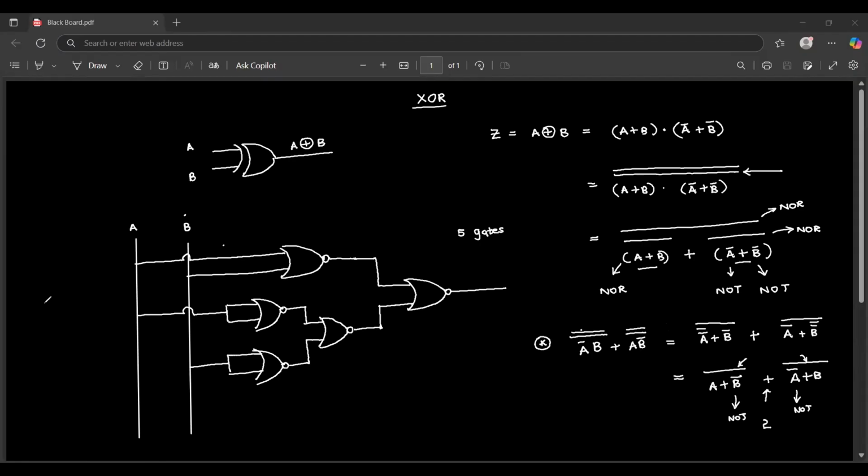Now we will talk about XNOR gates. Well, XNOR gates can be given as A XOR B, right? A XOR B whole thing bar.